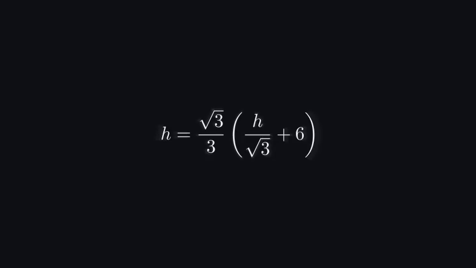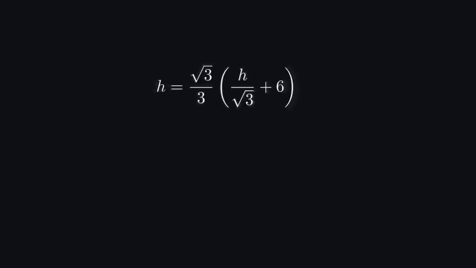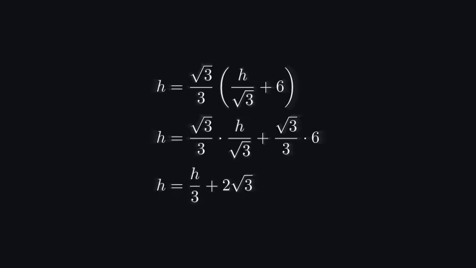Now expand the bracket carefully. In the first term, the square root of 3 cancels with the square root of 3, giving h over 3. In the second term, the square root of 3 over 3 times 6 equals 2 times the square root of 3. So h equals the square root of 3 over the square root of 3, times h over the square root of 3, plus the square root of 3 over 3 times 6. h equals h over 3 plus 2 the square root of 3.